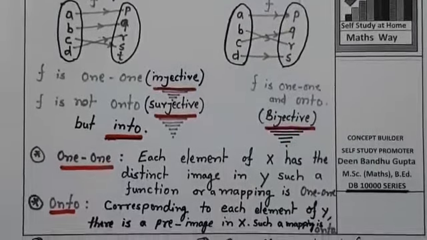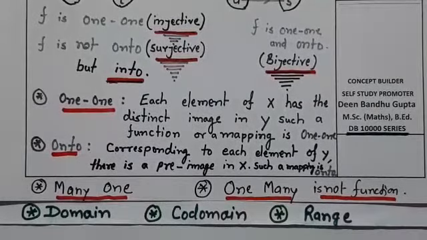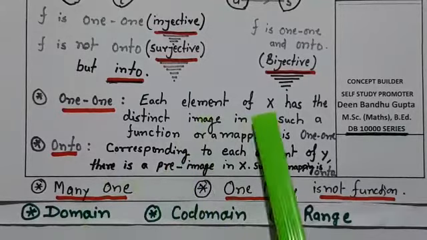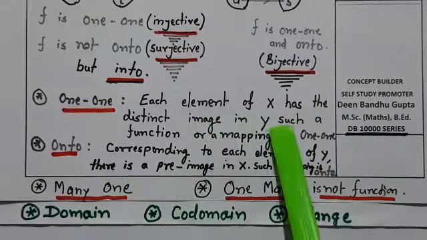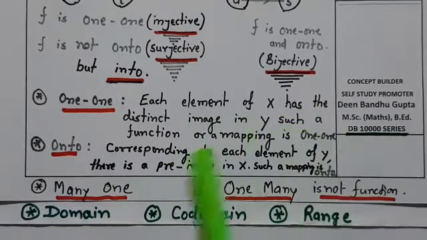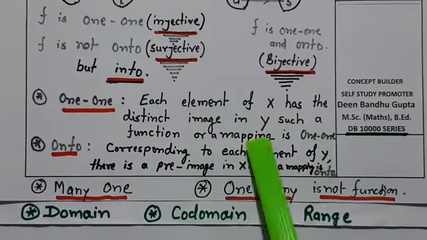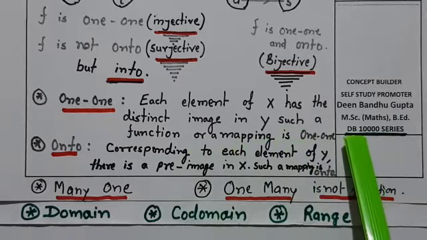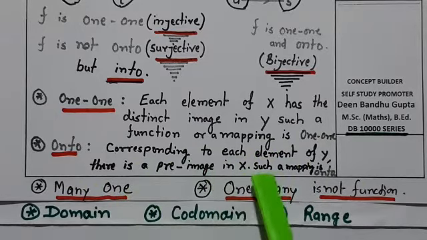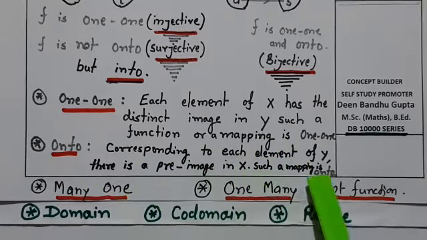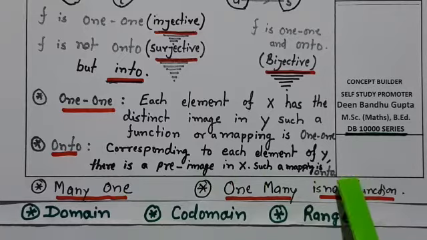Actual 1 1 mapping, see here. 1 1 mapping, each element of x has the distinct image in y. Such a function, or a mapping, is 1 1. Onto, corresponding to each element of y, there is a pre-image in x. Such a mapping is known as onto.